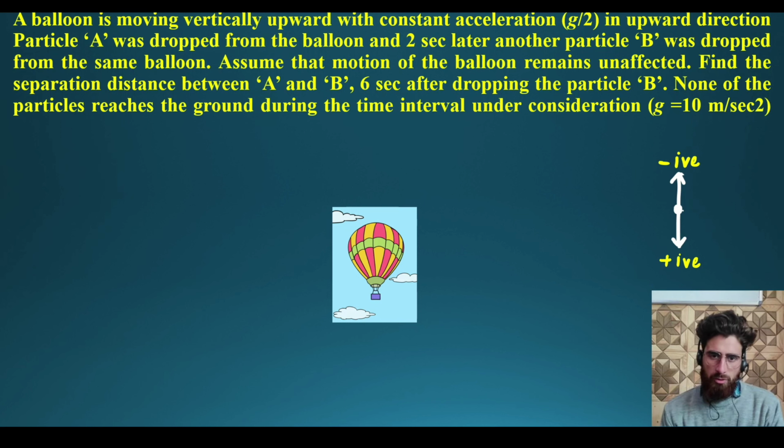Right. So in this question, the balloon is moving upward with the constant acceleration g upon 2. So if it's moving upward with the constant acceleration g upon 2, it means that it's going to maintain a constant increase in the velocity in the upward direction. Right? That's how the constant acceleration is going to be. So here we will take the upward direction as negative and the downward direction as positive as per our sign conventions. So now we will trace the motion of particle A and particle B.